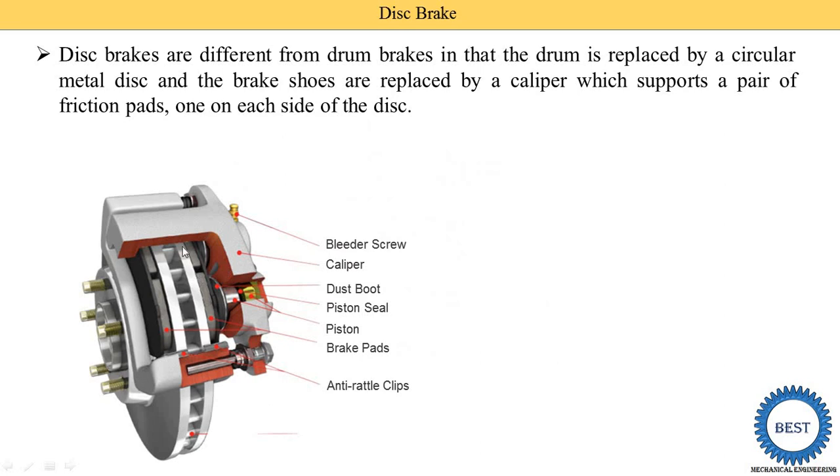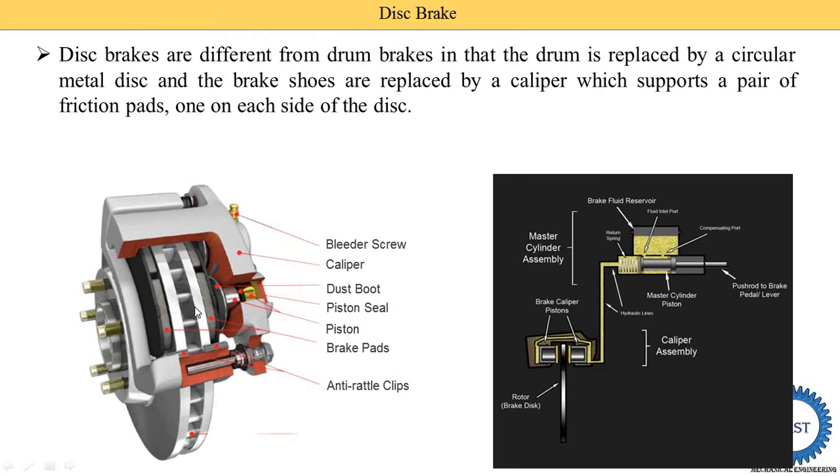So here you see, this is the diagram. This is the disc. This is the friction pad. This one is provided on the left side of the disc, the second is provided on the right side of the disc. This part is the caliper, and this caliper is fitted to the fixed portions of the vehicle, like the axles or a casing of the various parts. So this is the caliper, this is the disc, and these are the friction pads.